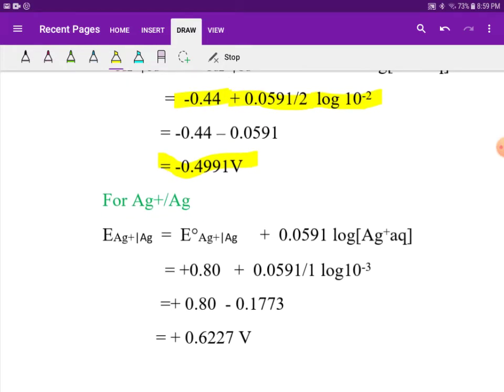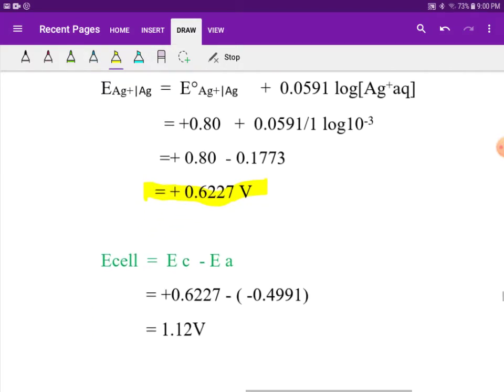And for the second electrode, that is the silver bar silver ion electrode, which is the cathode, Ag+|Ag is equal to standard reduction potential E0 Ag+|Ag plus 0.0591 log [Ag+(aq)], that is equal to plus 0.80 plus 0.0591 by n, which is 1, log 10 raised to minus 3, that is equal to plus 0.6227 volt. That is the second step.